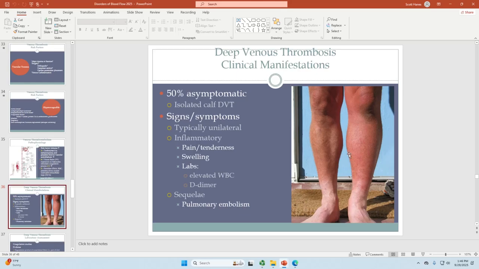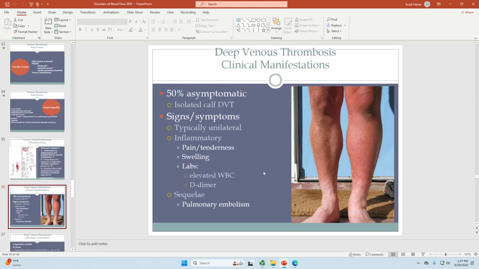But if they have it in the deep veins, typically what you'll see is what you see here in the picture: unilateral involvement. You can see that the left leg is significantly more swollen than the other. It's significantly more red in color because of the inflammation. Typically, most patients will have some degree of pain and tenderness, particularly if you're going to palpate the veins, you might be able to feel those.